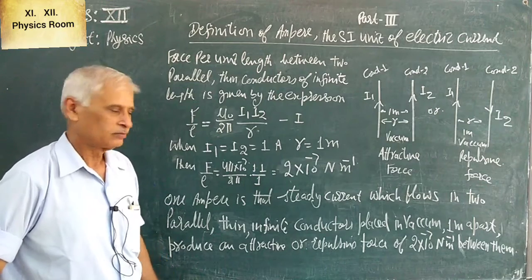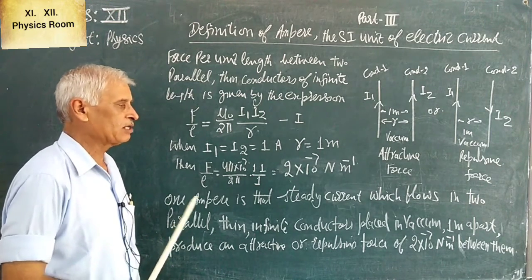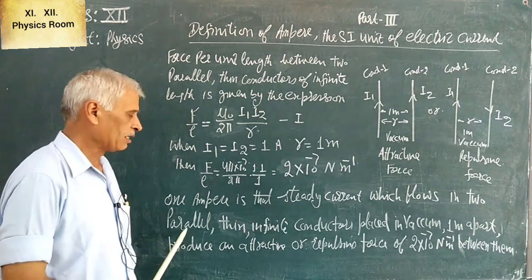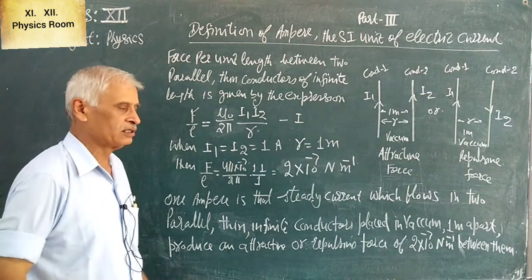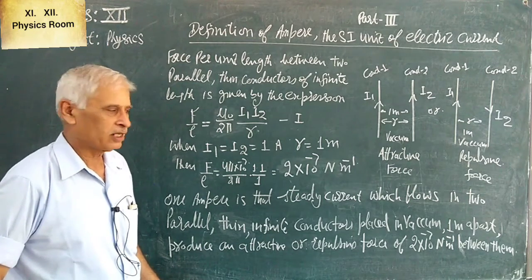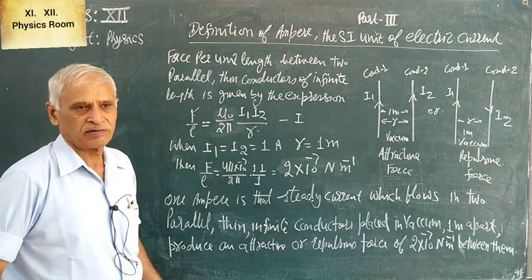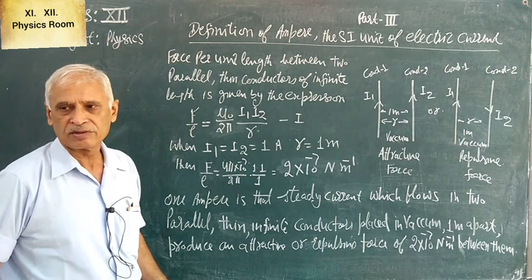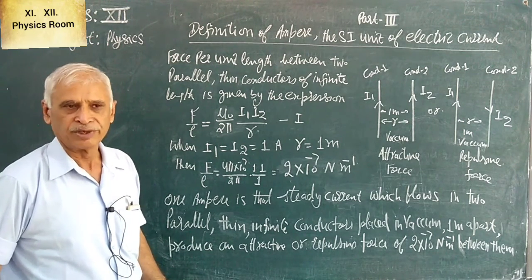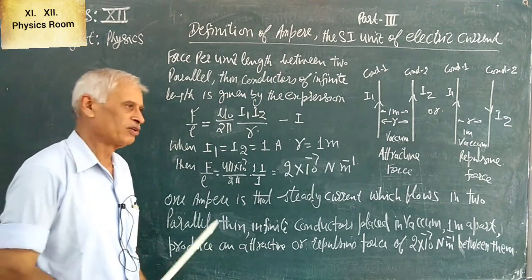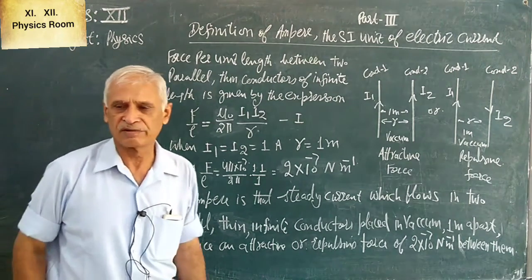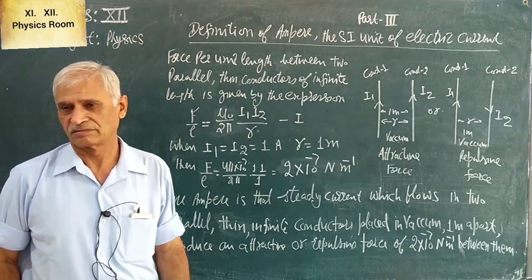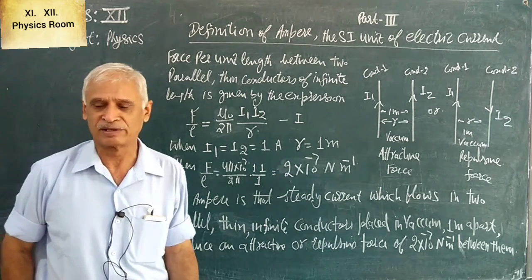I repeat, 1 ampere is that steady current which flows in two parallel thin infinite conductors placed in vacuum 1 meter apart, and produces an attractive or repulsive force of 2 into 10 raised to power minus 7 Newton per meter between them. So this is the definition of ampere. It is a standard definition of ampere that we have learned in 11th class also in the chapter of physical world and measurement.